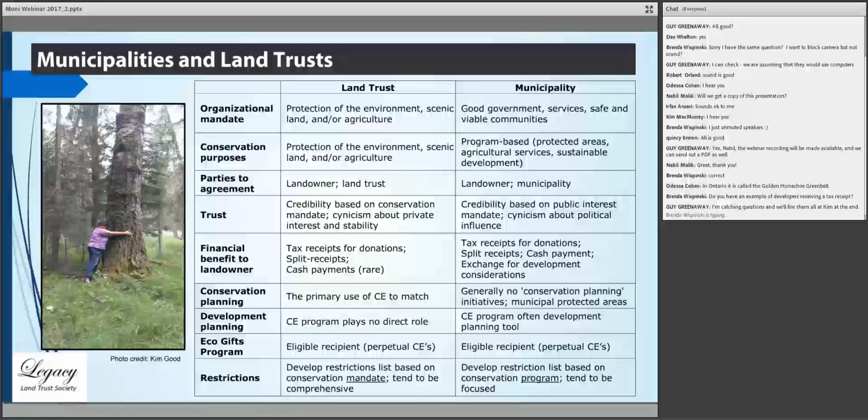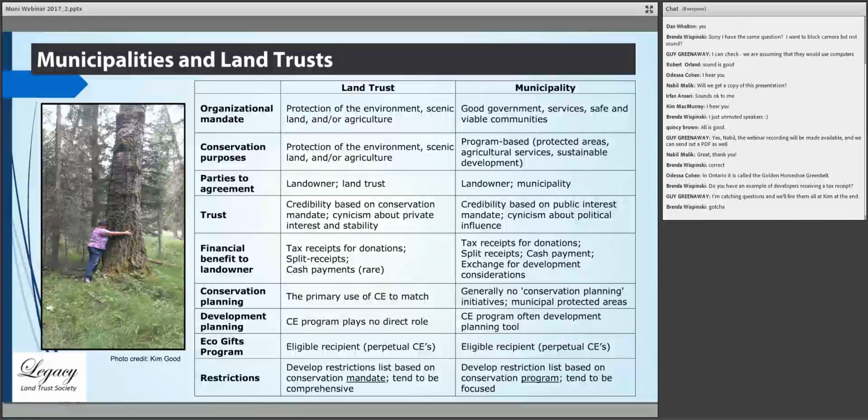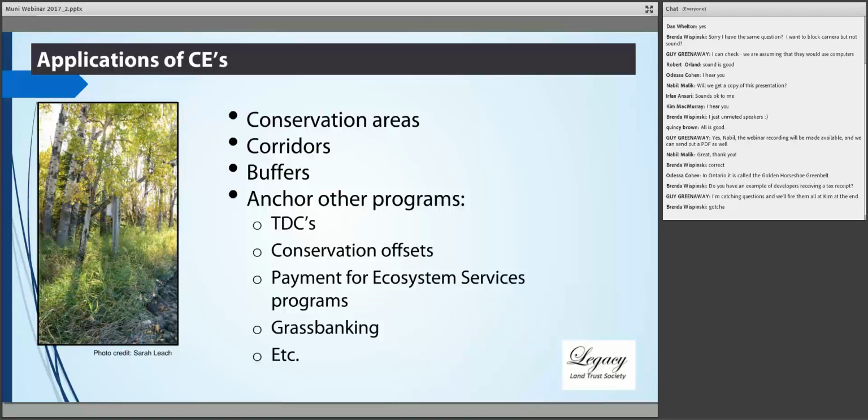Eco-gift in both, as long as they're perpetual conservation easements, and then the restriction list can often be more specific with the municipality, and can be more broad with the land trust. But again, that depends on the goals and the objective of the program. So this is just a helpful reference for you guys for after.